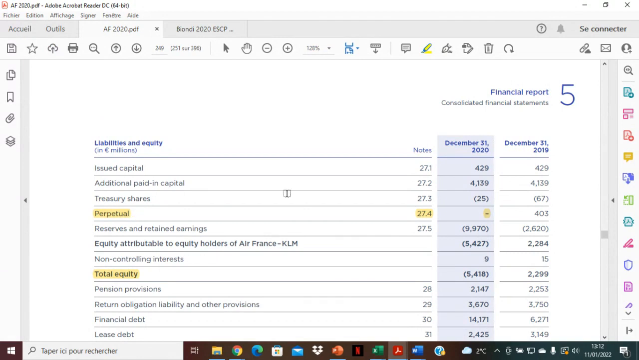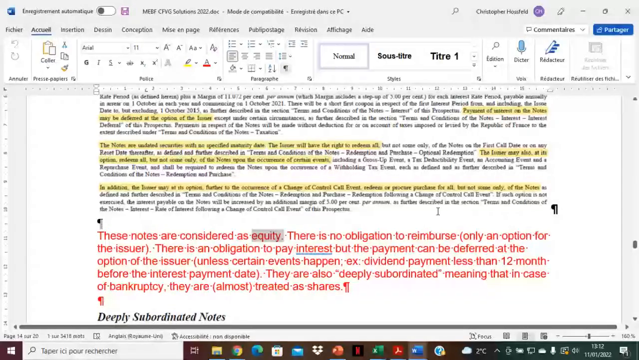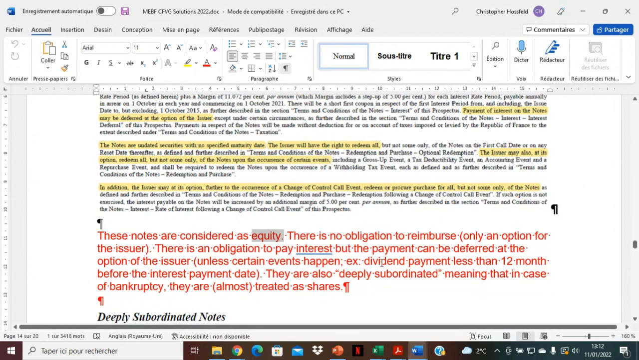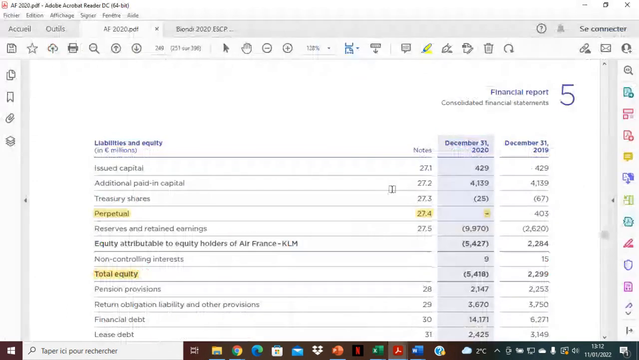In the balance sheet, we see this perpetual bond, and we see also that in 2020 that bond has been reimbursed. So if we go back to the bond, we see that there are special dates where the issuer has the right to redeem the bonds. And one of those possibilities was in 2020. So they decided to reimburse in 2020.